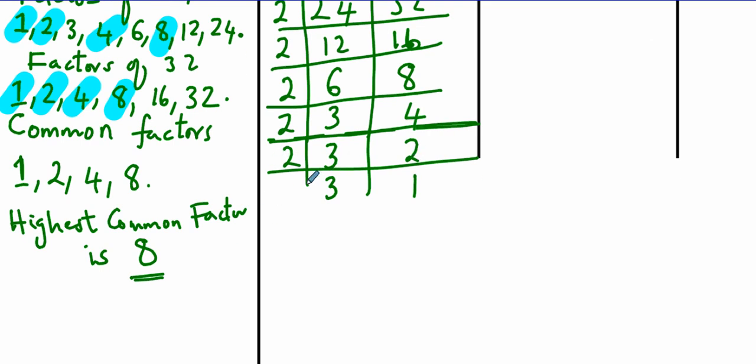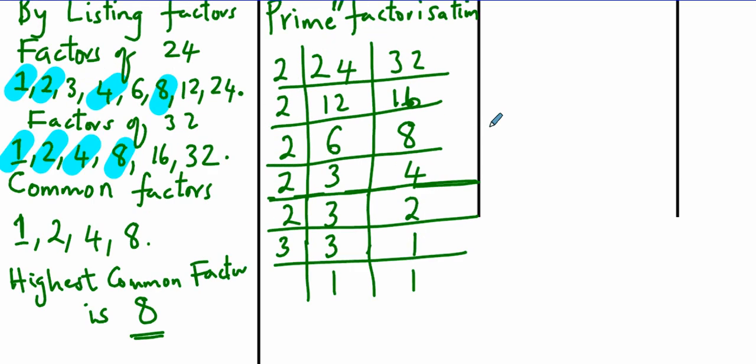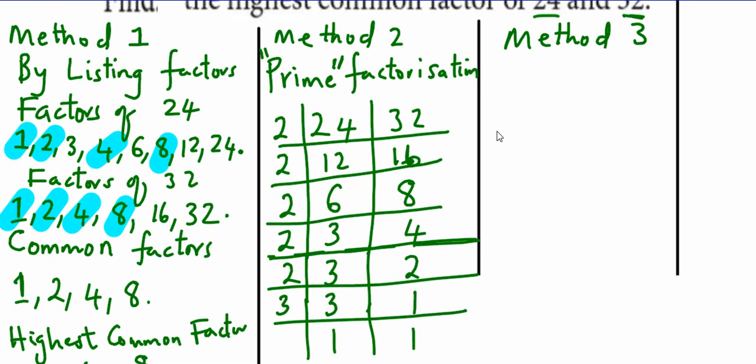Then you go for 3. See that? 3 is divisible by 3. So 3 divided by 3 is 1. But 1 divided by 3 gives you a remainder. So you copy and paste 1 over there. Then, remember the question?